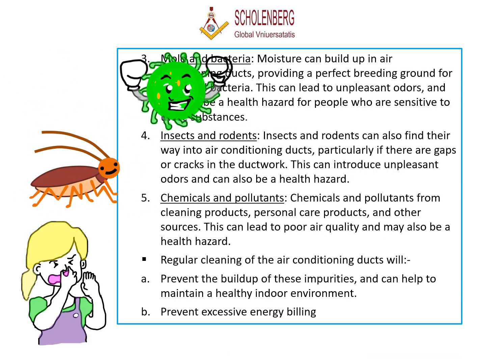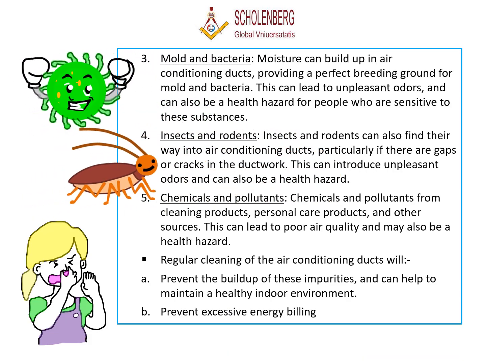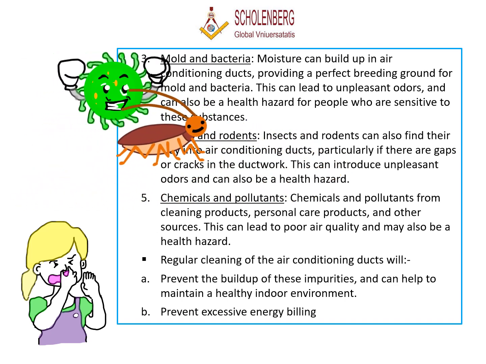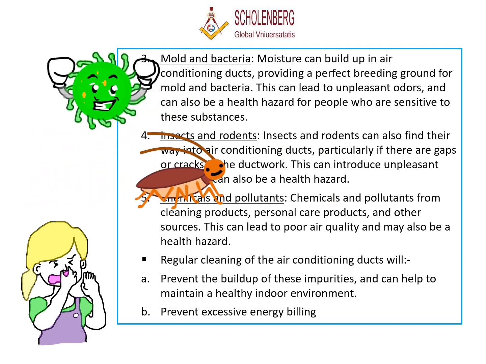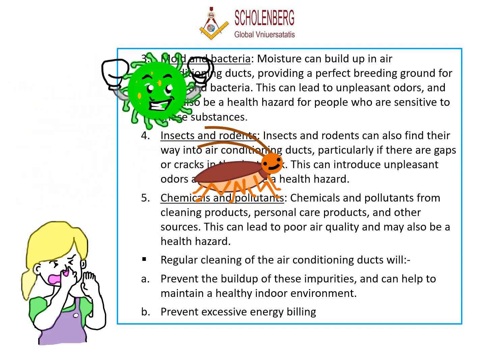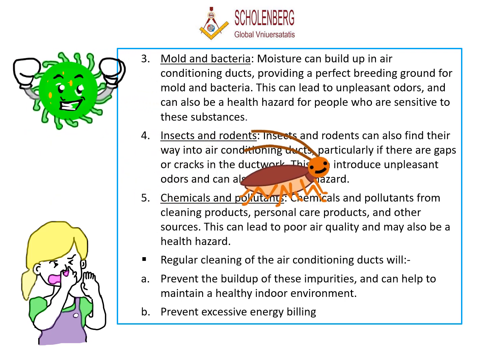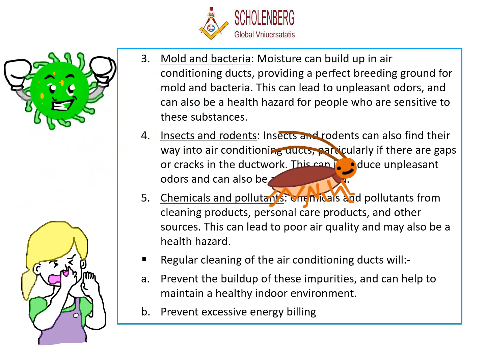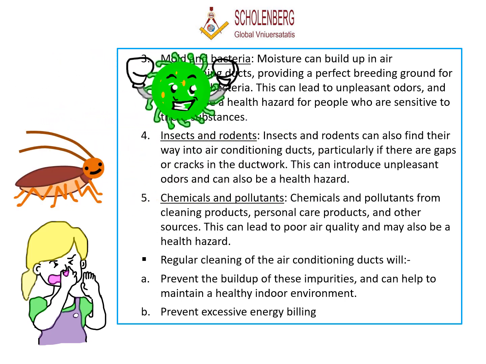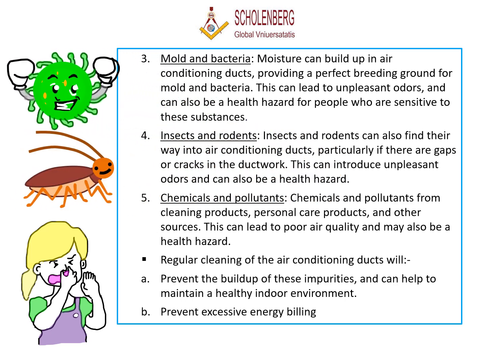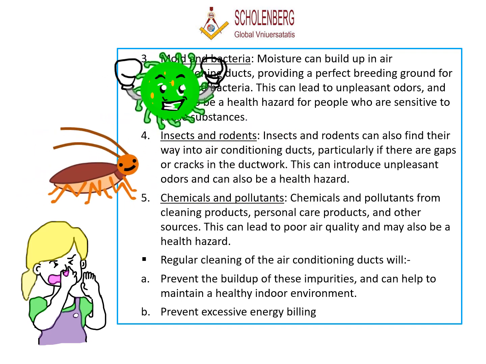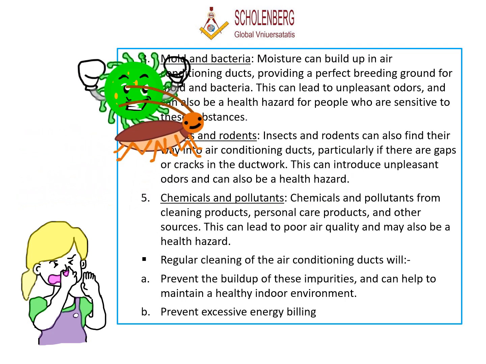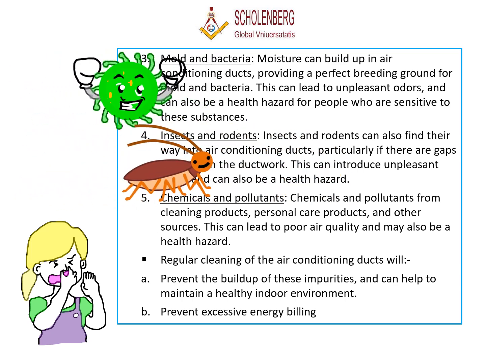3. Mold and bacteria. Moisture can build up in air conditioning ducts, providing a perfect breeding ground for mold and bacteria. This can lead to unpleasant odors, and can also be a health hazard for people who are sensitive to these substances. 4. Insects and rodents. Insects and rodents can also find their way into air conditioning ducts, particularly if there are gaps or cracks in the ductwork. This can introduce unpleasant odors and can also be a health hazard.